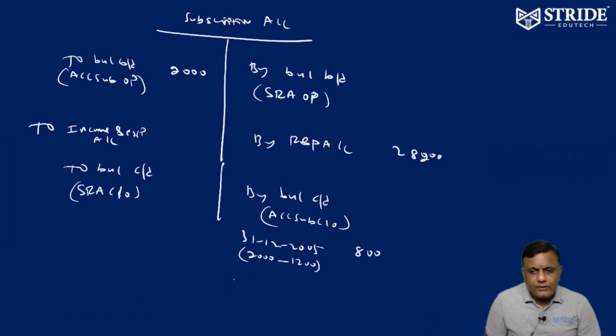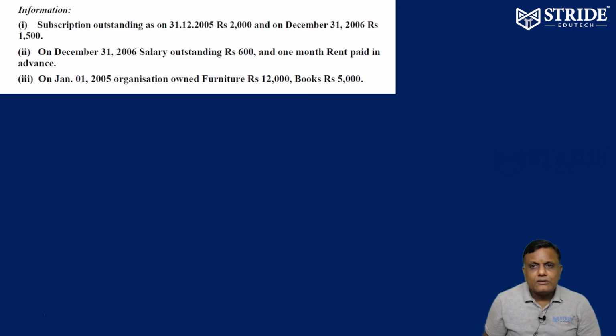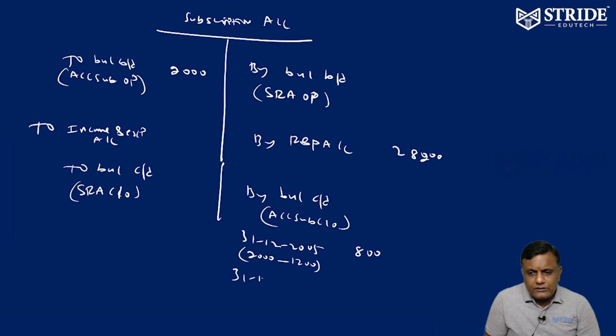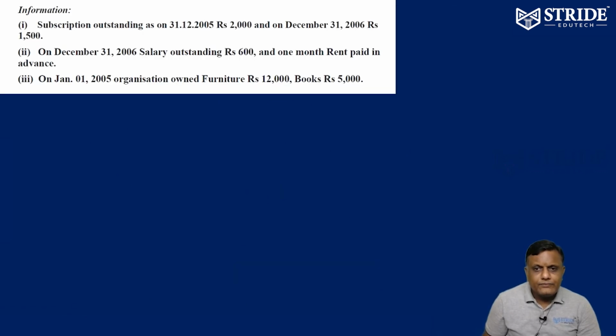Similarly, okay. Next one. 31st December 2006. Current year pending how much? 1,500. So 31/12/2006, 1,500. So 1,500 plus 800 last year still pending, current year also still pending 1,500. So it comes around 2,300.